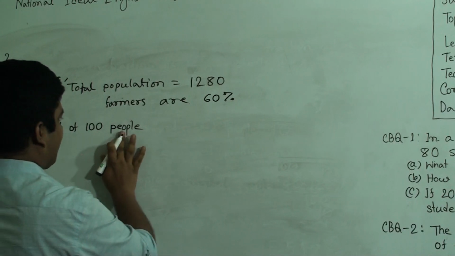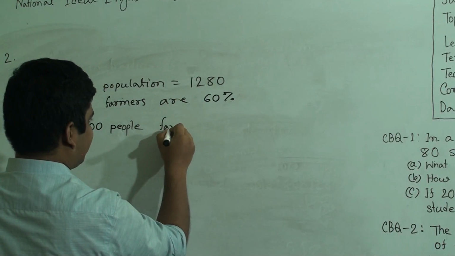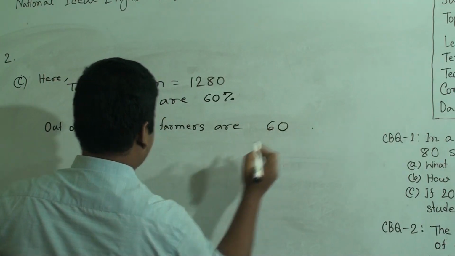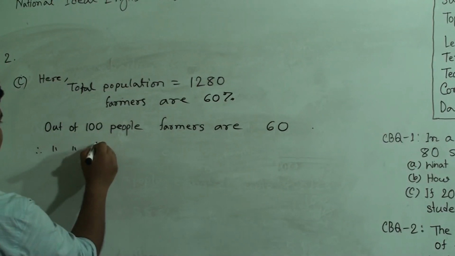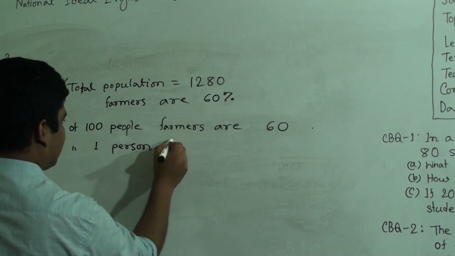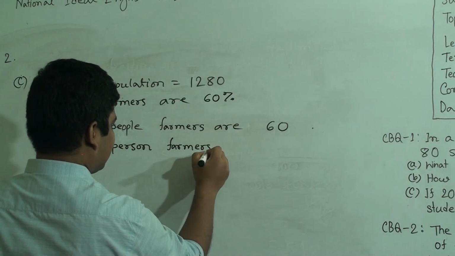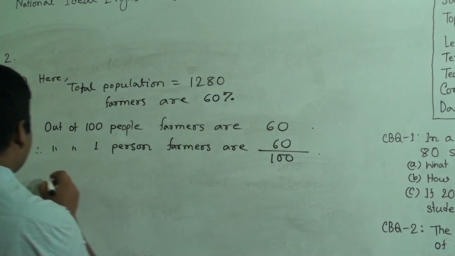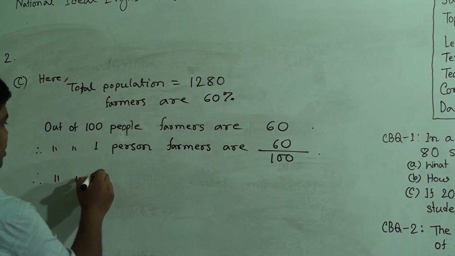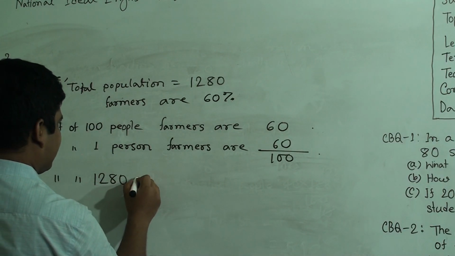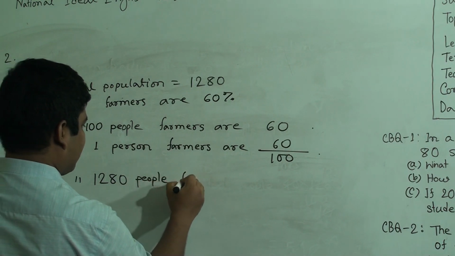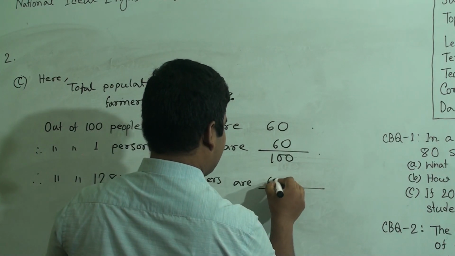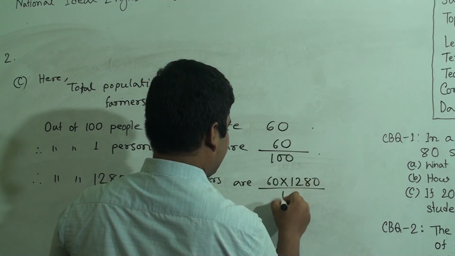people, farmers are 60. So out of one person, farmers are 60 divided by 100. Therefore out of 1280 people, farmers are 60 multiplied by 1280 divided by 100.